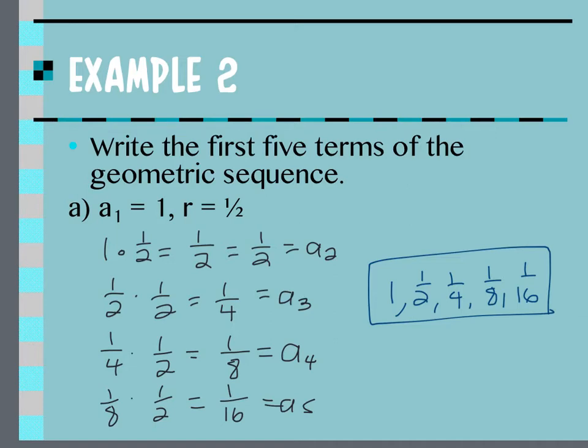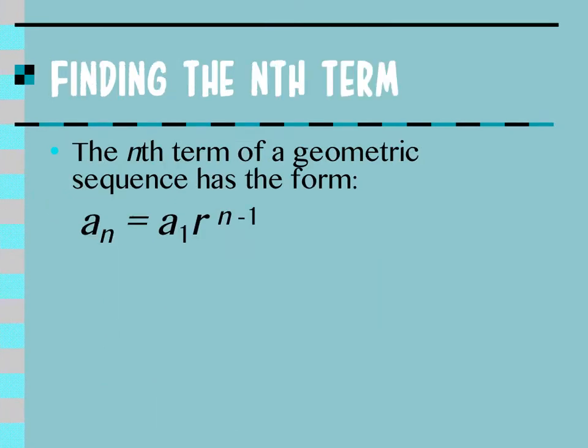Questions on that one? Okay, example 3 says find the nth term of the geometric sequence, which has the form a sub n equals a sub 1 times r to the n minus 1. So just like we have a formula to find a sub n if it's arithmetic, you now have a formula to find a sub n if it's geometric. So we still start with a sub 1, but then we multiply it times r to the n minus 1. So this is the third formula you need to know for the chapter.